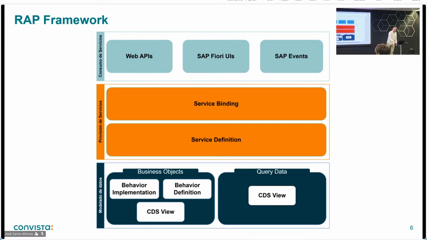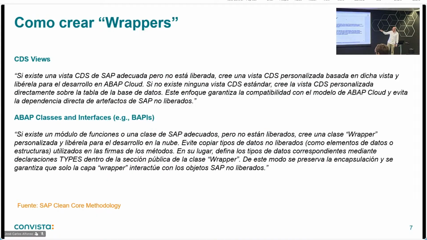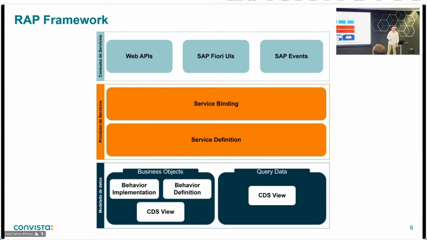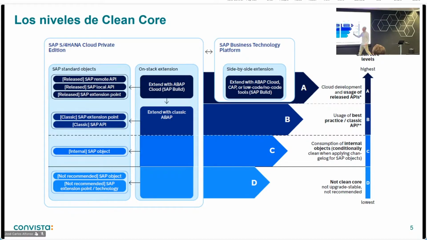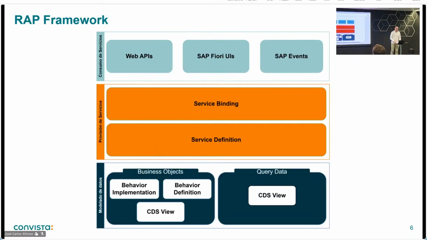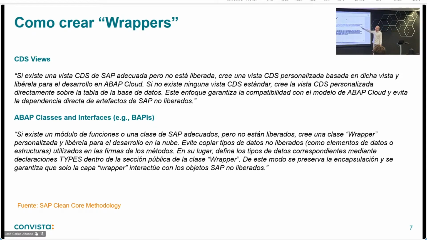So with all these elements, we are going to connect with, well, sorry about this slide, because this is how SAP says that we have to create wrappers. If we are on this level D, we have a classic API, and what SAP says is: if a CDS is the right one, but it's not released, you have to create a custom CDS on top and then release it.